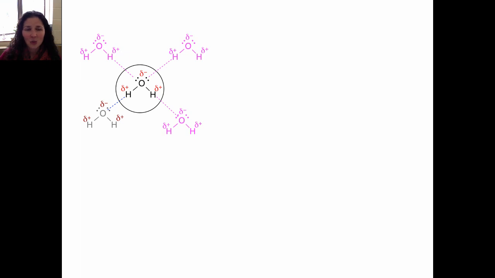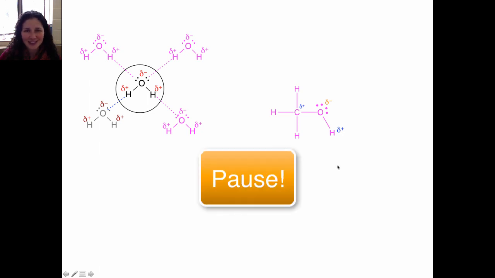Now let's try to see what the hydrogen bonding interactions would look like in a methanol molecule. For part 9D, first draw the Lewis structure of methanol and draw its hydrogen bonding interactions. Methanol has 2 lone pairs and only 1 partially positive hydrogen. Therefore, it should only make 3 hydrogen bonding interactions per molecule. Pause the video now and try to draw these.